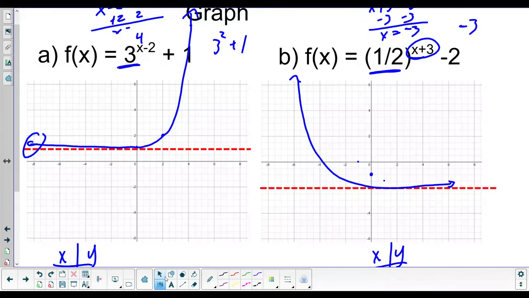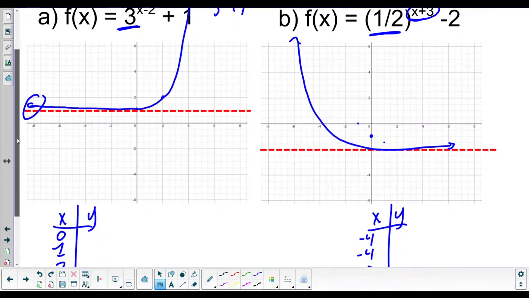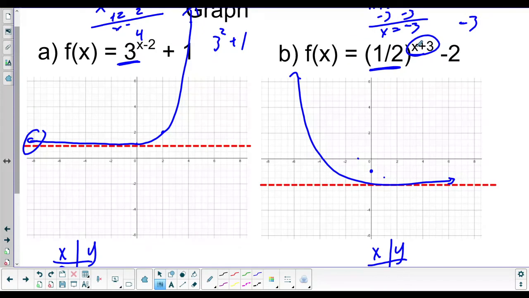And we could plug in some numbers really fast. If we plug in -3, we'll get 0, of course. Anything to the power of 0 is 1. So 1 minus 2 is -1. So at -3, we'll be at -1. Oh, look, hey, that's my point that I just guessed. If we plug in 3, this will be 0. So if we plug in 3 right here, 1/2 to the power of 0 is 1. Minus 2 is -1. So at 3, we'll be at -1.